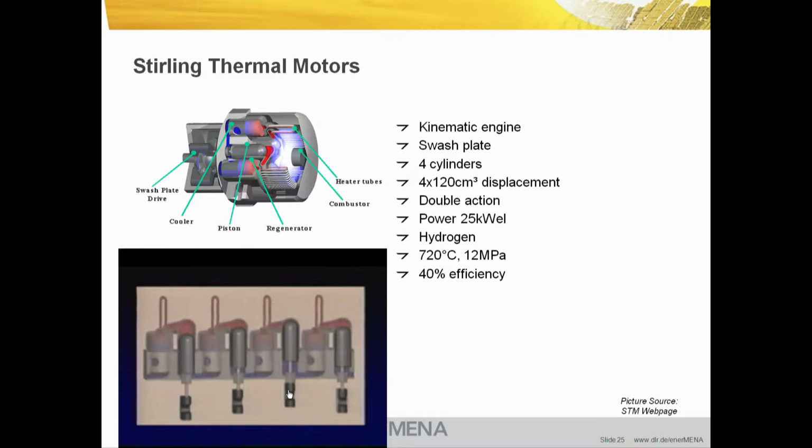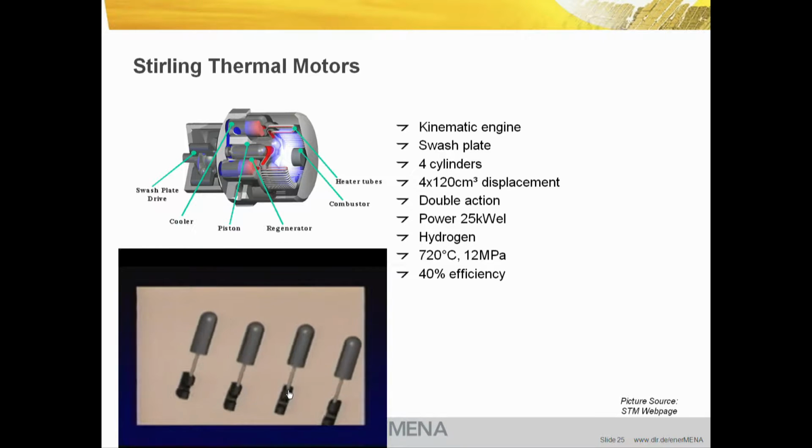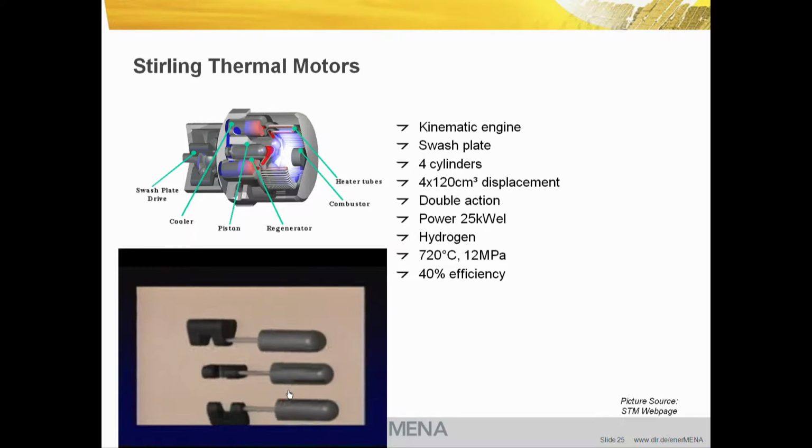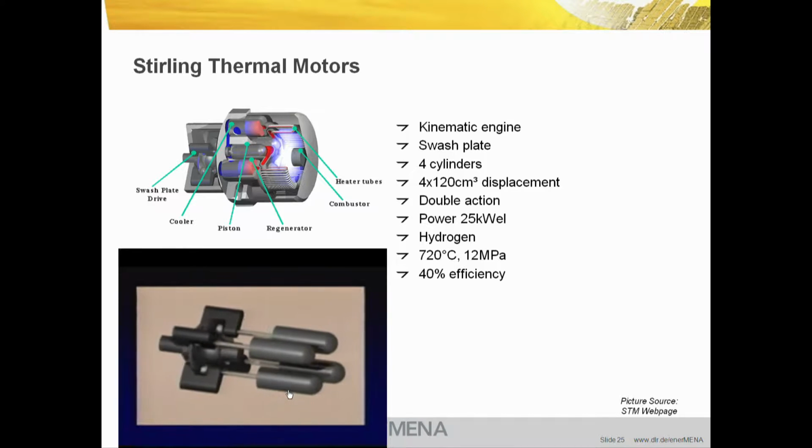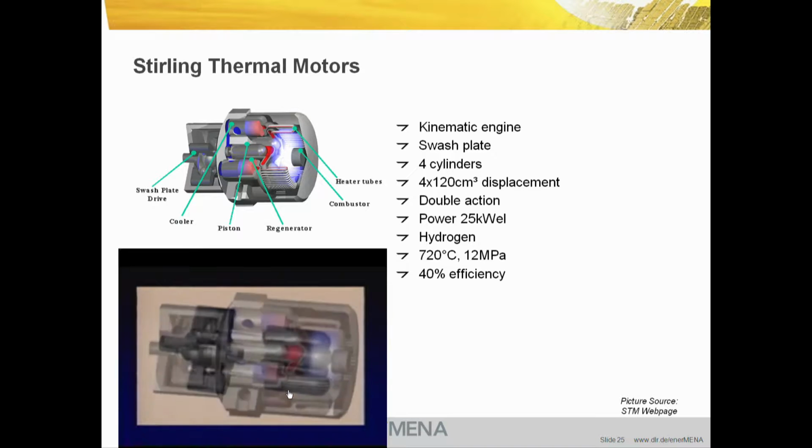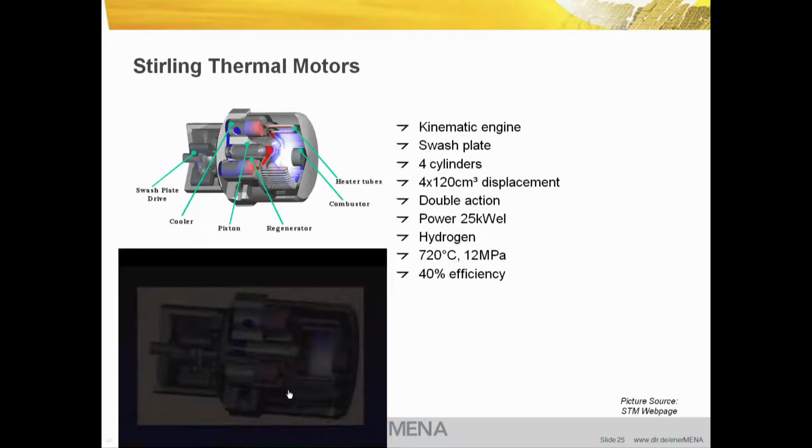It is a square setup, and you can see that the movement is controlled by a swash plate, which is moving at the lower part of the pistons. Since the angle of the swash plate can be changed, even the oscillation of the pistons can be changed. Good. This engine has a power of 25 kilowatts electric. Normally it's using hydrogen as working gas.